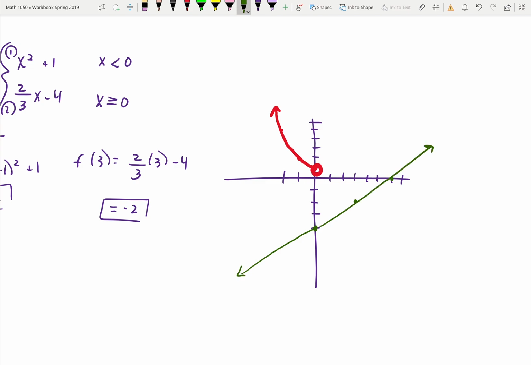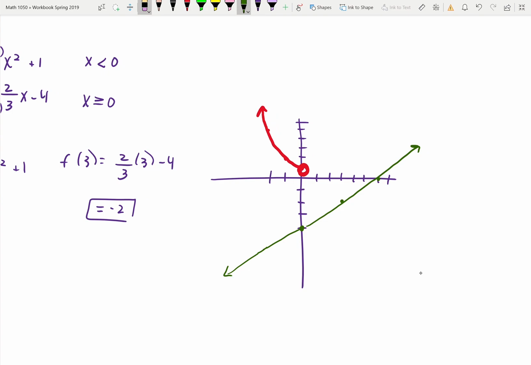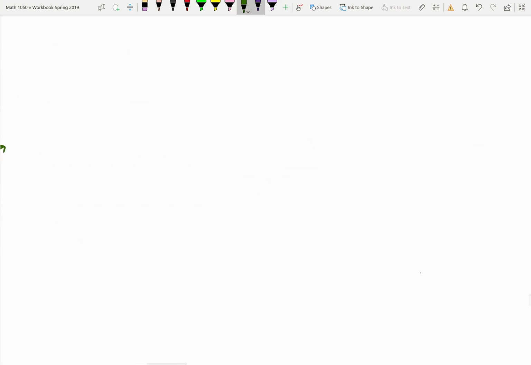But that line is only supposed to be there for x values that are bigger than 0. Bigger than 0 means to the right of the 0. So the stuff on the left goes away. If I can get my eraser to work. There we go. Okay, so anyway, that stuff over there is gone. And I do have an equal sign with that. So since I have an equal sign, that circle right there is going to be closed. And it looks like that. Okay. All right, that was number 3.